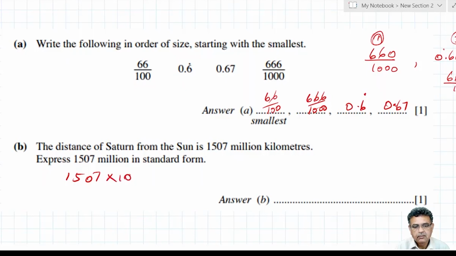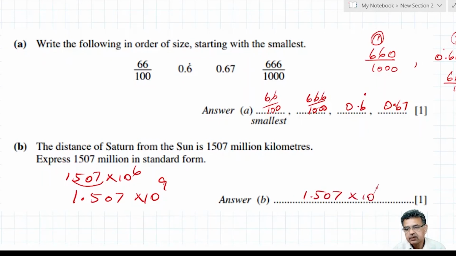1507 million. This 10 power 6 is actually million. Now this is not standard form because it has to be one digit before the decimal on this side. So we have moved the decimal three places to that side, so the power will be 9. 1.507 times 10 to the power 9. It is asked only to express this value. It is not asked to write the unit or anything.